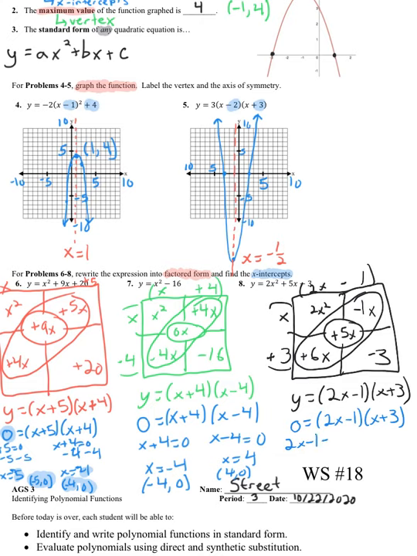So this one was 2x minus 1 equals 0. Add 1 to both sides, divide by 2. You're going to get x equals 1/2. The other one, x plus 3 equals 0. Subtract 3 from both sides, you're going to get x equals negative 3. So negative 3 comma 0 is an x-intercept. 1/2 comma 0 is an x-intercept.